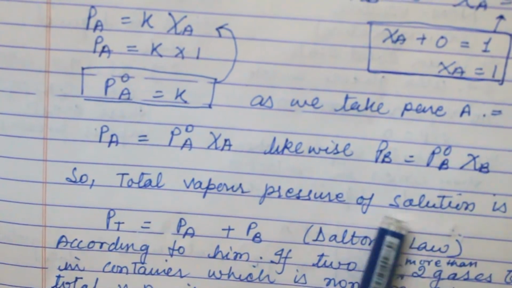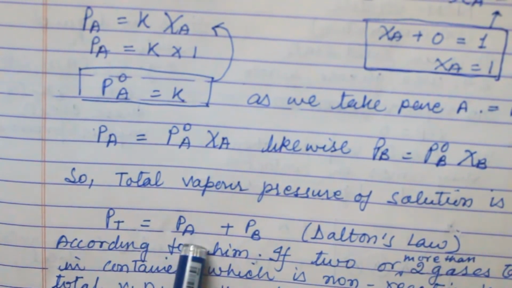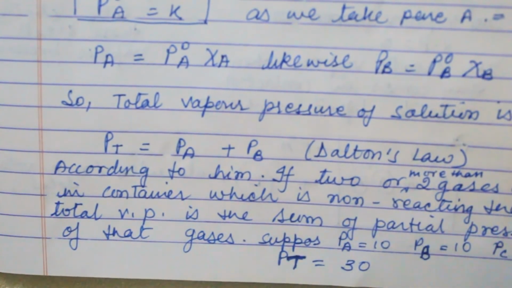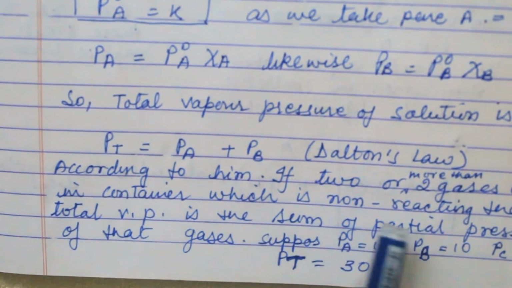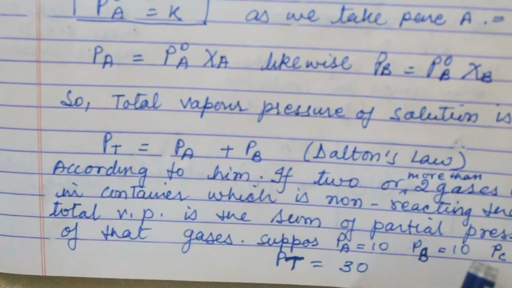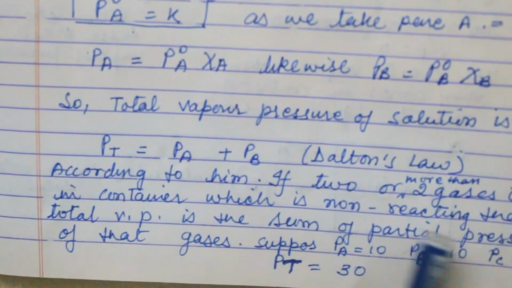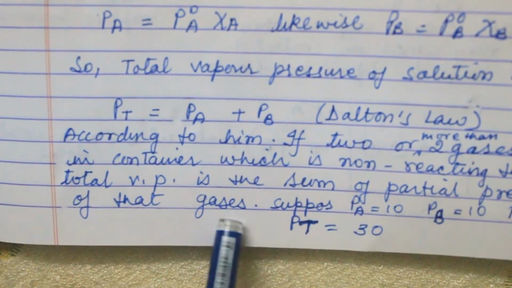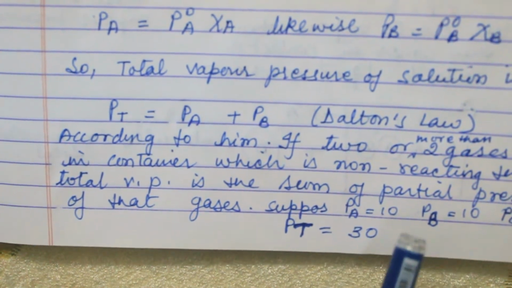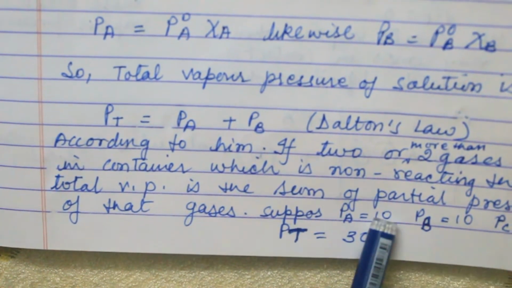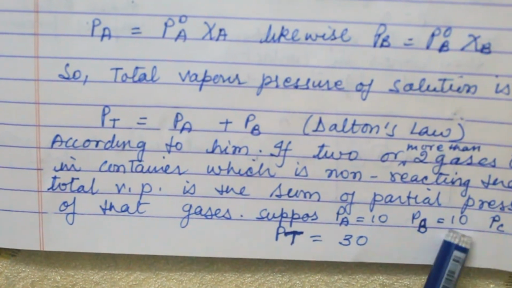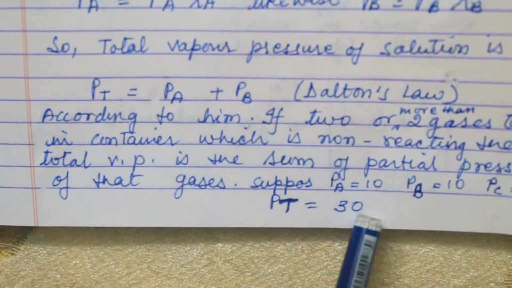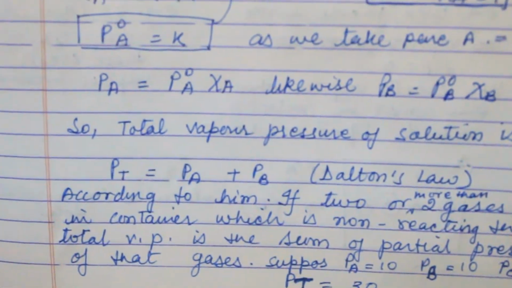So the total pressure of the solution is PT equal to PA plus PB. That is Dalton's law. According to it, if two or more gases are taken in a container and they are non-reacting, they do not react with each other, then the total vapor pressure is the sum of the partial pressures of the gases. Suppose Pa is one gas, that is 10, Pb is 10 and Pc is 10. So the total vapor pressure is 30, because 10 plus 10 plus 10 is 30.